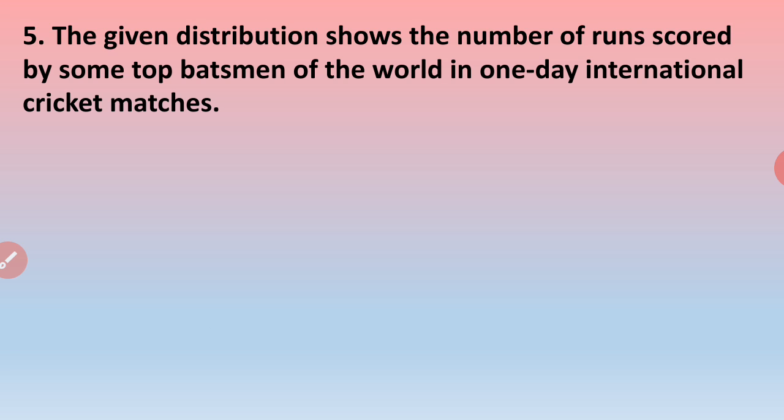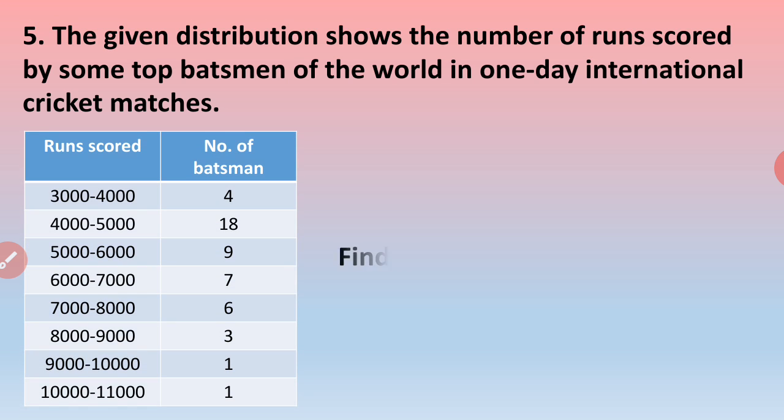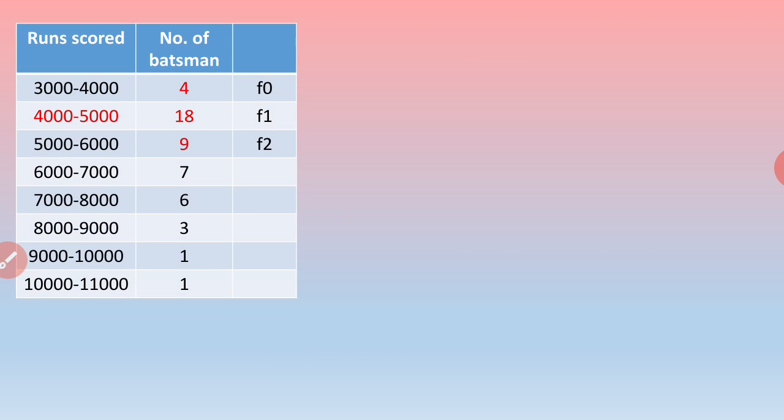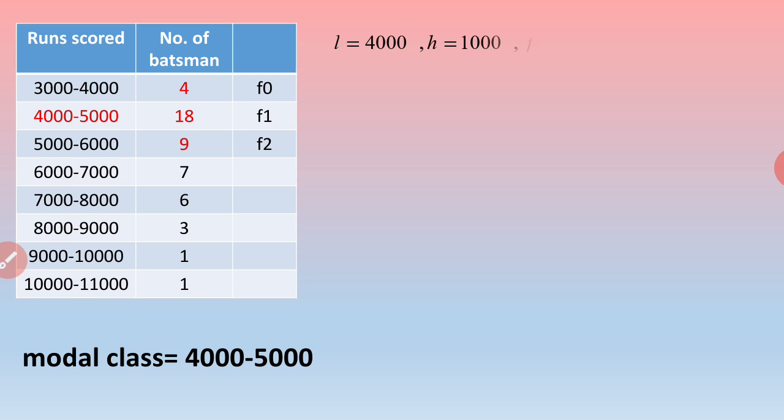Here, question number 5 goes as: the given distribution shows the number of runs scored by some top batsmen of the world in one-day international cricket matches. So that is the data. We have to find the mode. With the data noted down, we look for the highest frequency, that is 18. Above it is f0, below it is f2. Corresponding to f1 is our modal class, that is 4000 to 5000, and this is how we get the entire list of the lower limit, height, and so on.